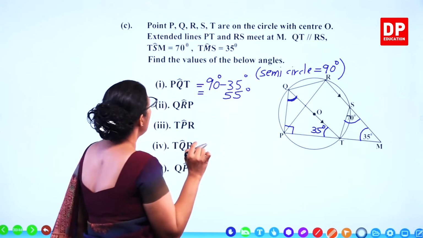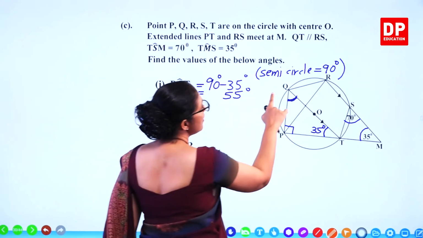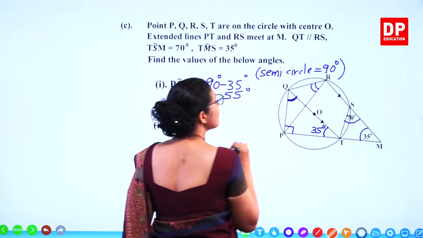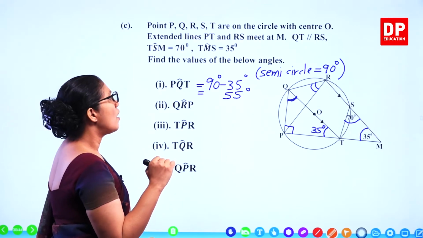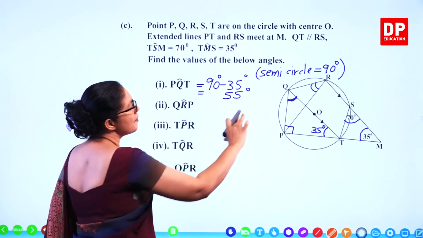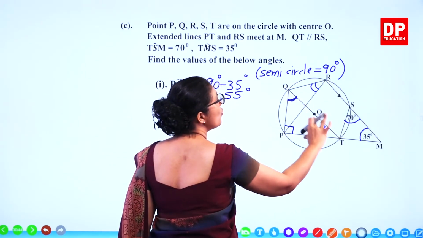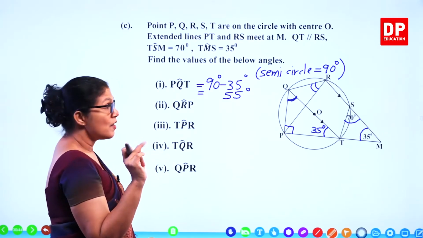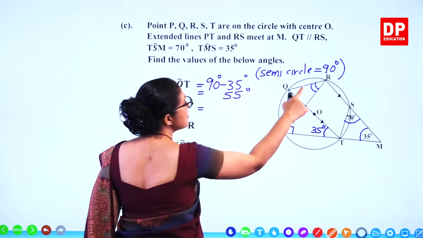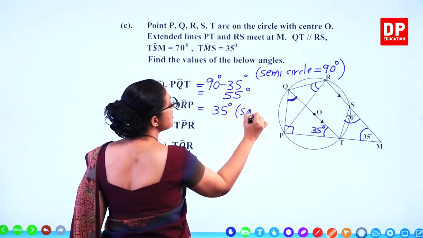QRP. QRP, this angle. How can we find out that angle? Can you see? To this PQ arc, this angle and this angle both are in the same segment. So you can easily write down this is 35. Same segment angles.